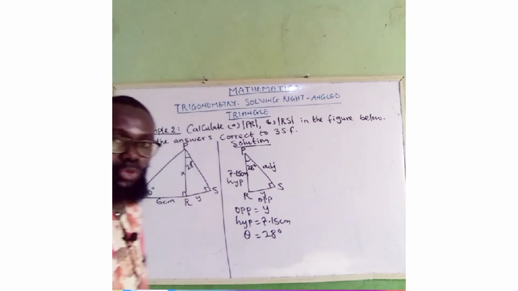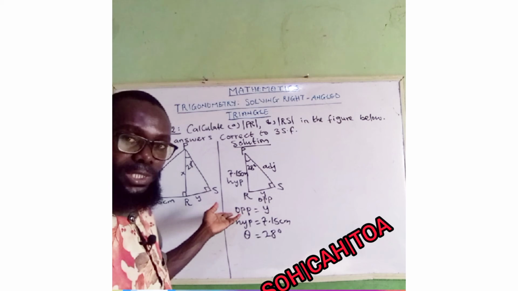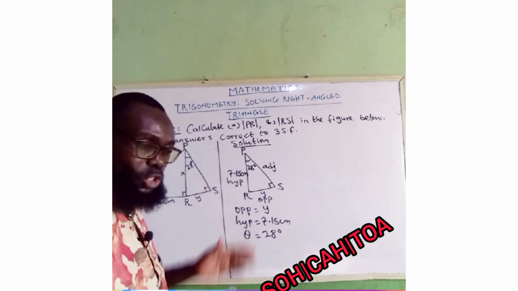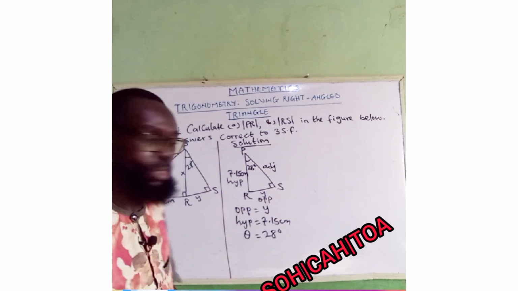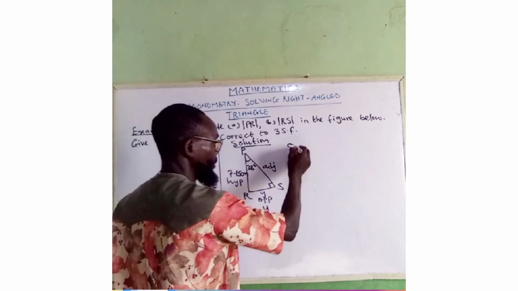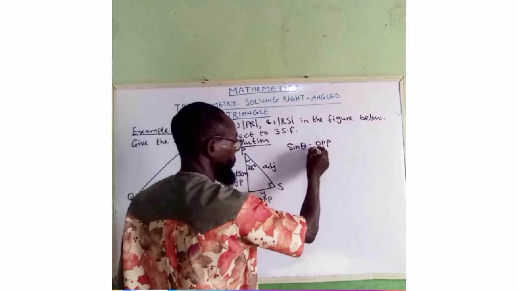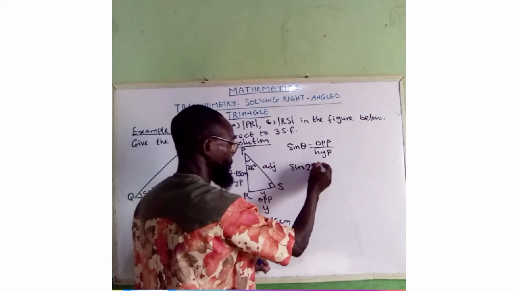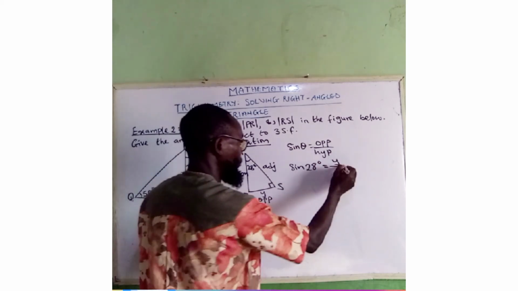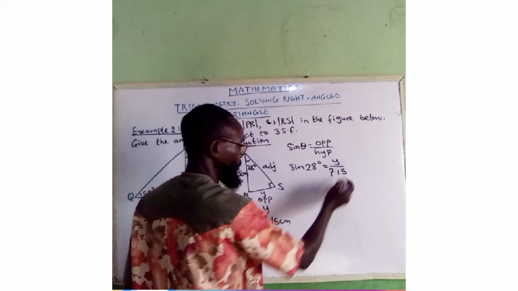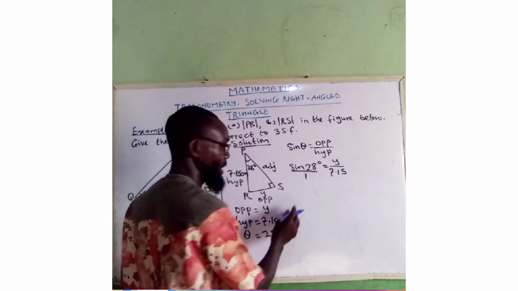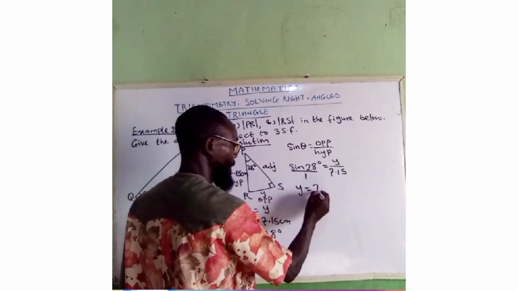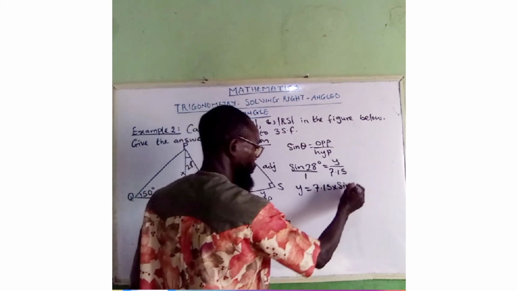Checking this in our SOHCAHTOA, we are looking for opposite. Our hypotenuse is 7.15. So we have opposite and hypotenuse. So in SOHCAHTOA, definitely I'm going to make use of SOH. Then we write the formula sine theta equals opposite over hypotenuse. So sine, our angle theta here is 28 degrees, equals our opposite y over our hypotenuse 7.15. So this is divided by something. Let's divide by 1 here. Now, the next step is to cross multiply. Y multiplied by 1, we have y equals 7.15 multiplied by sine 28 degrees.